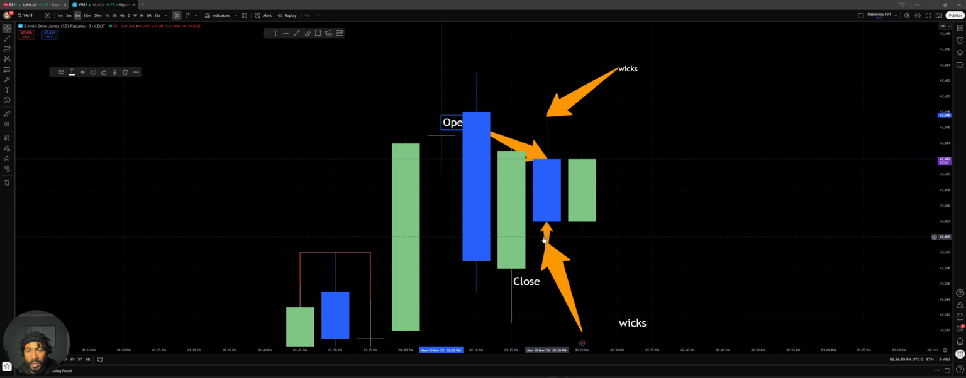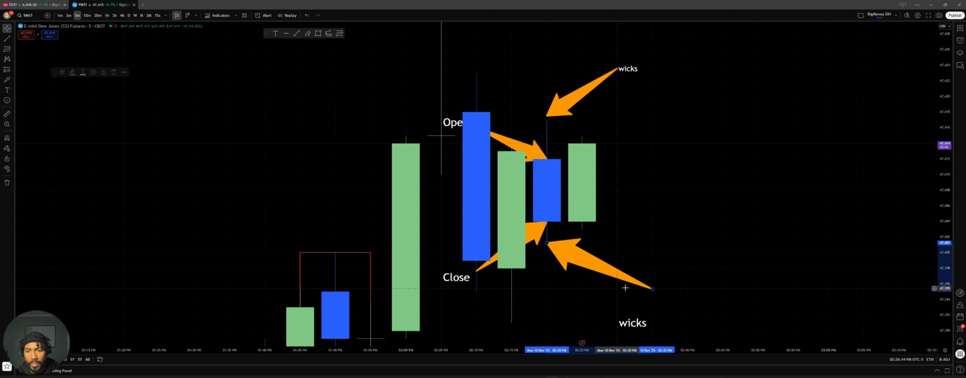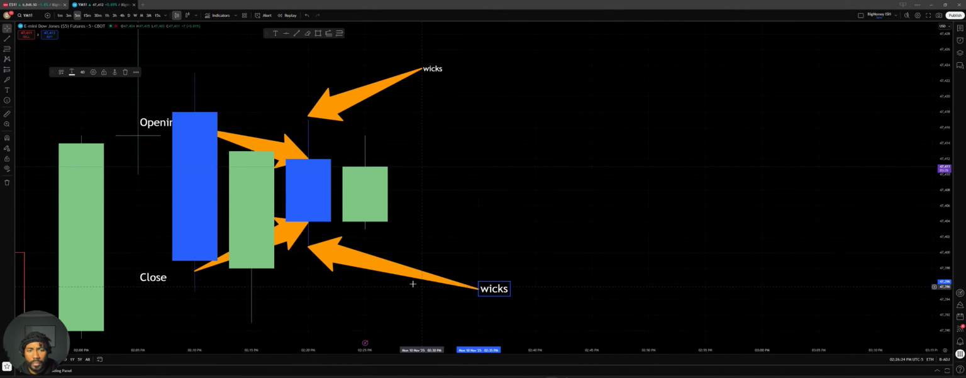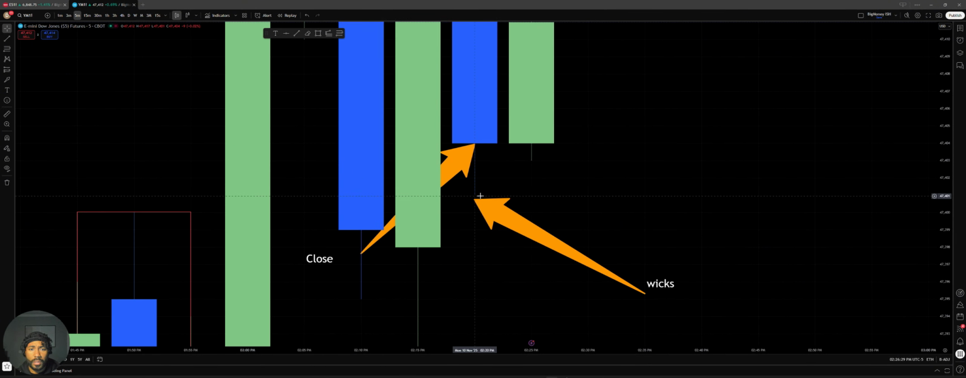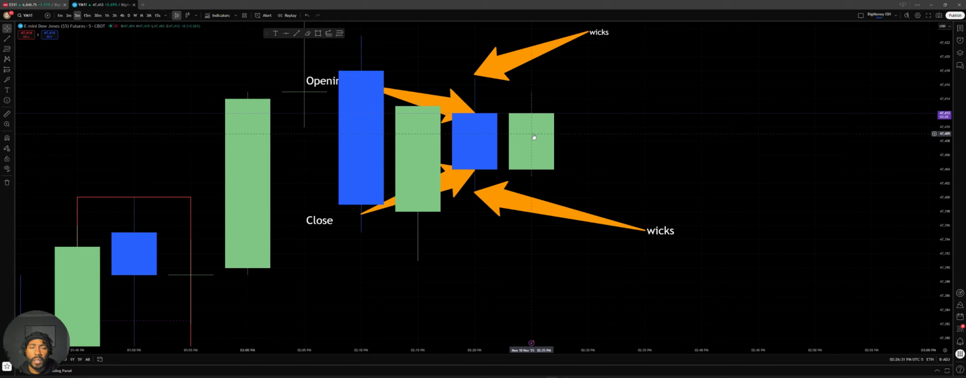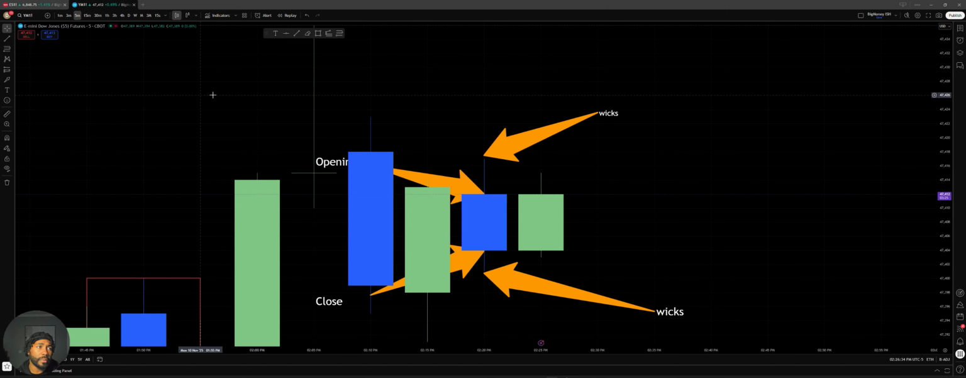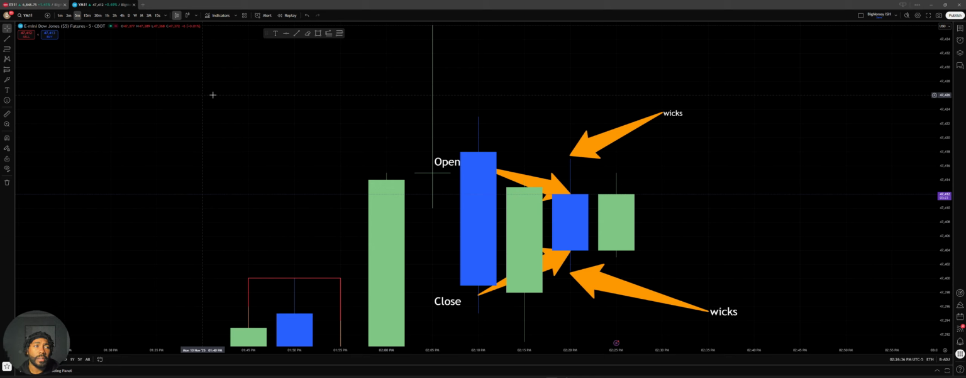We see price closed here, and we see price wick down here. Boom. Now you see, it's the same thing that's going on over here with every single candle, right? And now, like I said, every candle has a certain amount of increments of time, right?